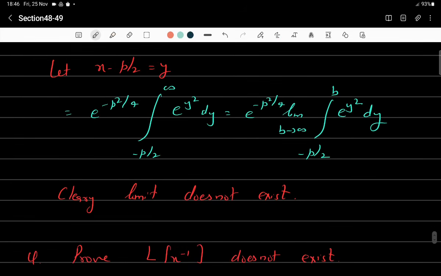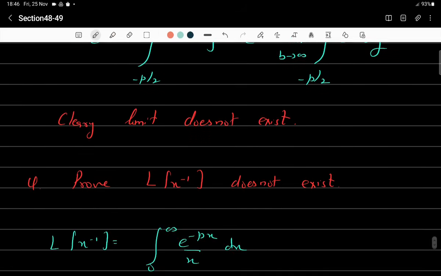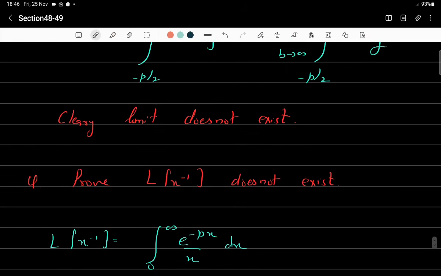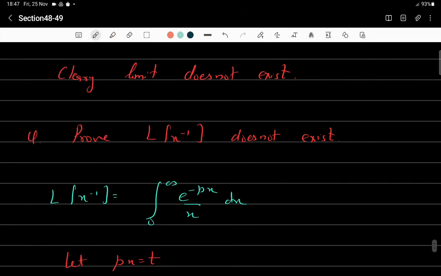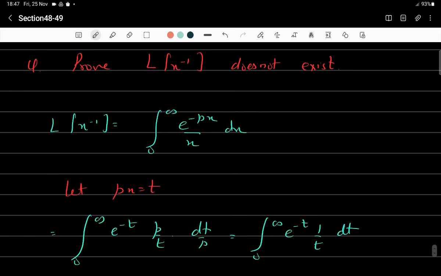Similarly, try one more question, Laplace of x inverse. By definition, you will reach here. Now think what you do next. So you take px is equal to t, another variable, and see what happens. When you take px is equal to t, it gets transformed into the integral from 0 to infinity of e raised to power minus t, times 1 by t, dt.